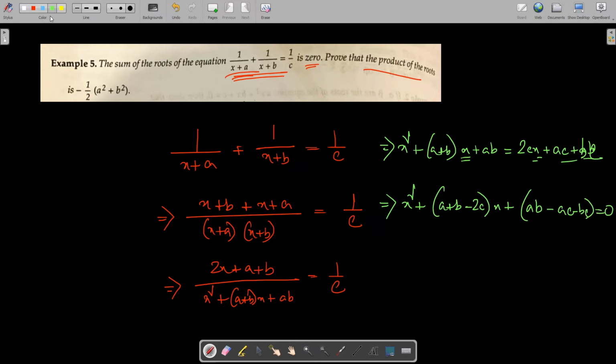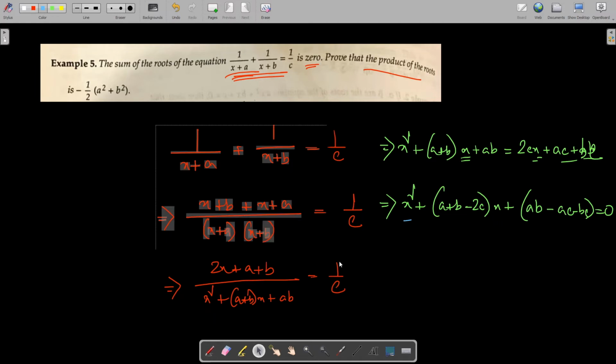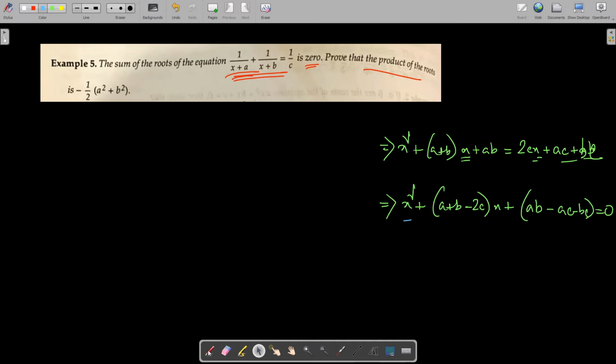So see, now it looks like a proper quadratic equation. x square, x, and there's a constant term. Now what have we got from here? Let's take the values of A, B, C. A we got as 1. What's the value of B? B is a plus b minus 2c. What's the value of C? C is ab minus ac minus bc.